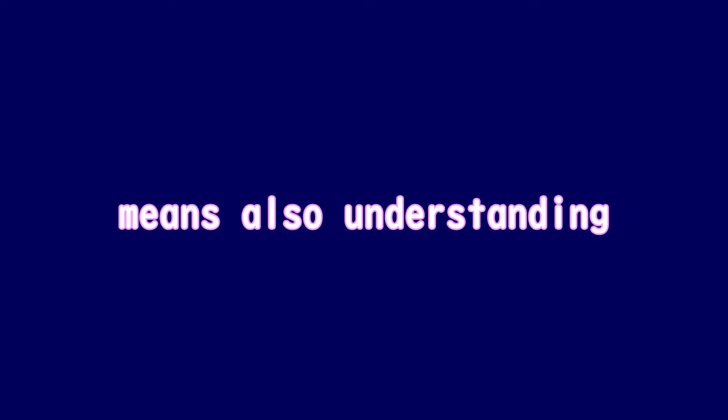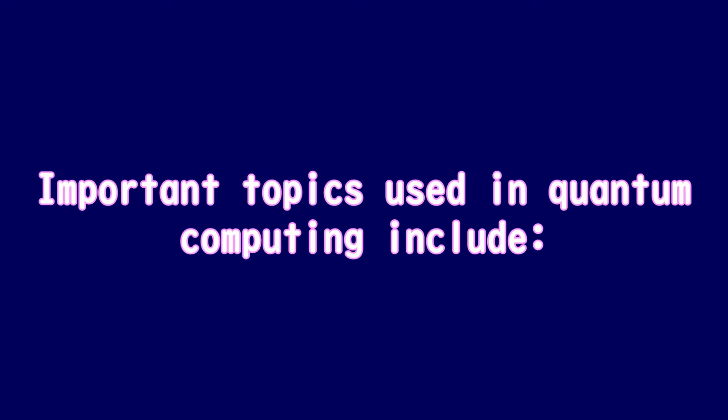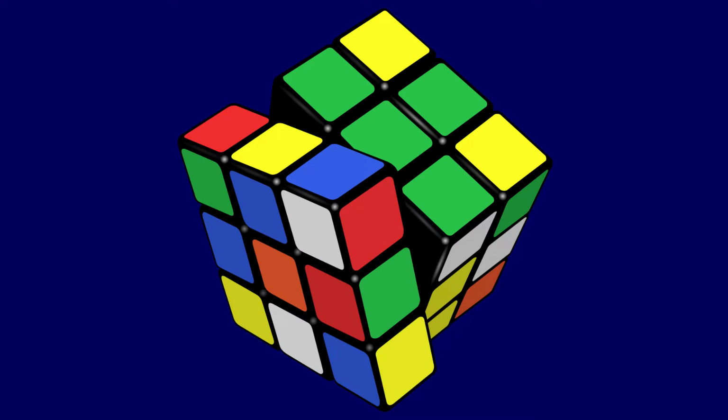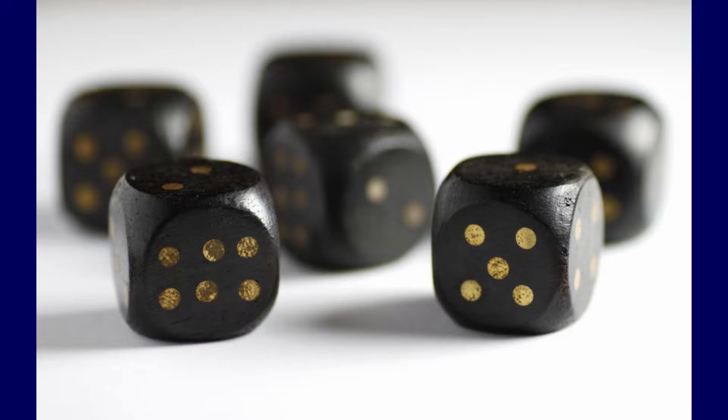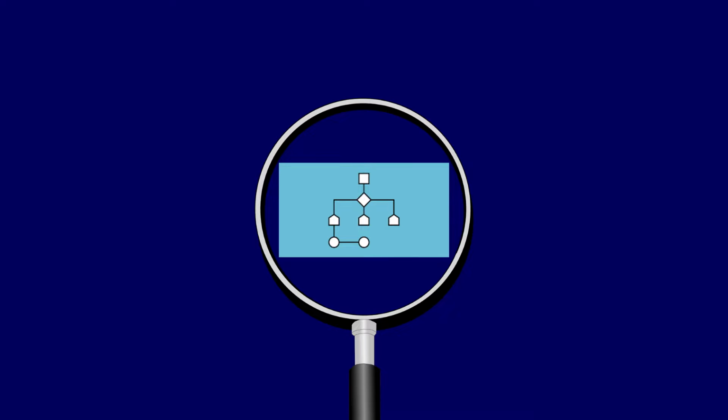Understanding quantum computing means also understanding the prerequisite levels of math and physics. Important topics used in quantum computing include basic quantum mechanics, linear algebra, basic group theory, basic probability and stochastic processes, Fourier transforms, basic algorithms, and analysis of algorithms.